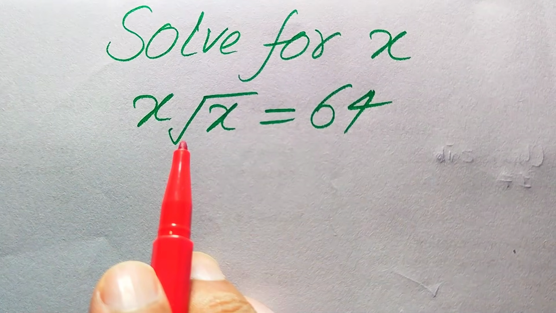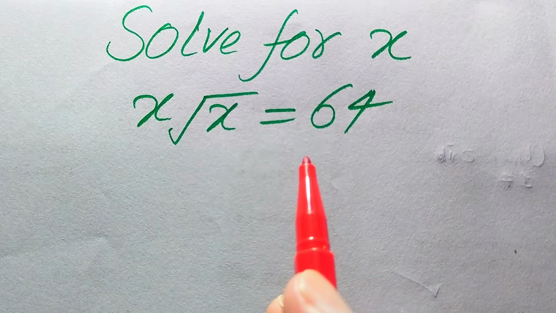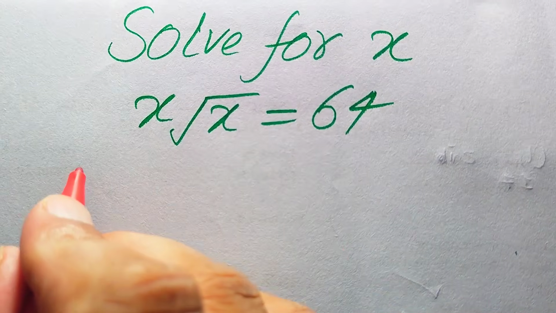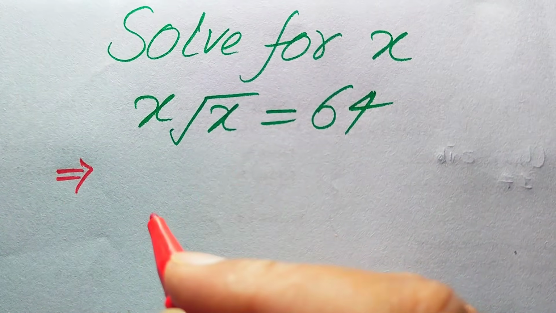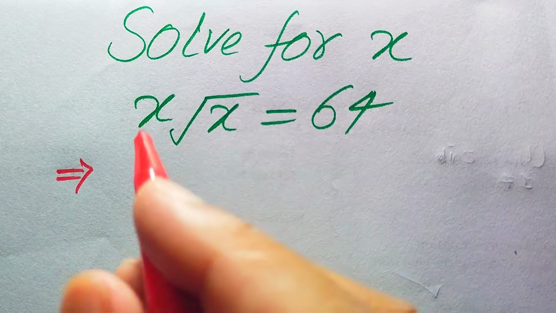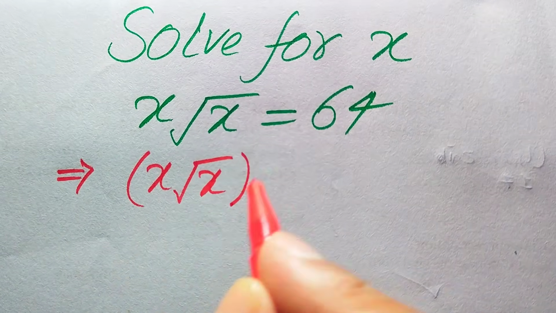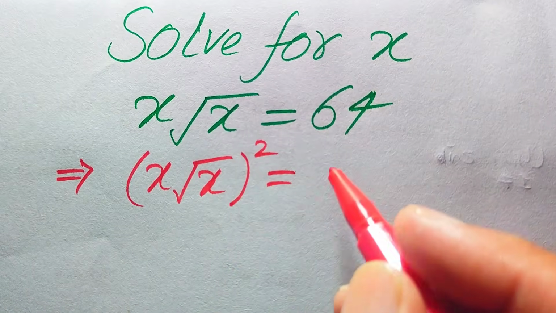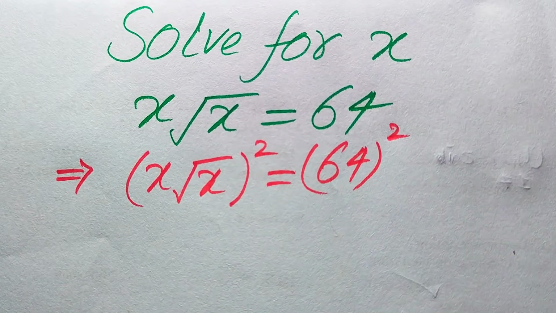So here we have x times square root of x equals 64, and we solve this problem for all the values of x. The very first thing we need to do is remove the square root sign from the left hand side, and for this we apply squaring on both sides. This is 64 and its whole square.